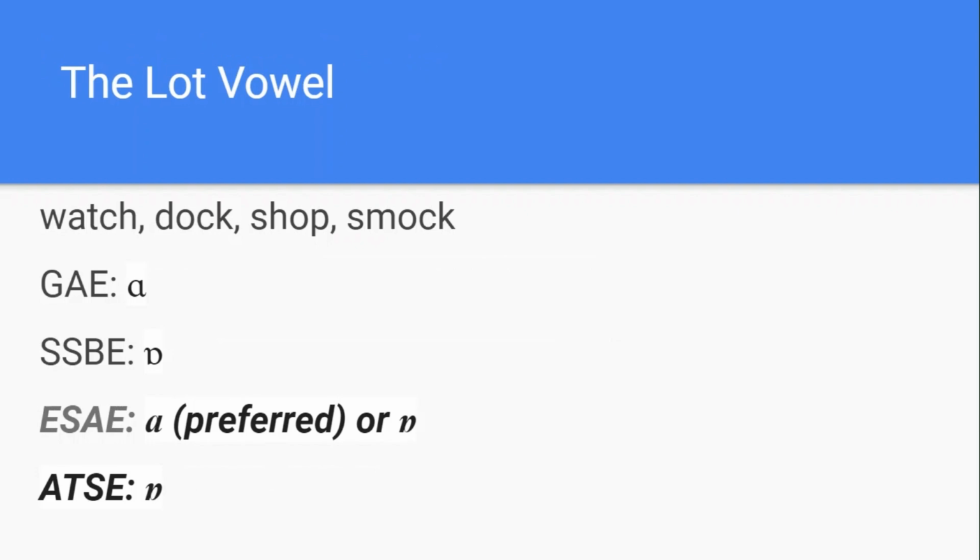And so the first is the lot vowel. So in General American English, it's that back open ah sound. So lot, watch, dock. In Southern Standard British English, it's a different, rounder sound. So lot, watch, dock. So in Eastern Standard American English, the General American English version is preferred, but that sound of British English may also be used. Whereas in American Theater Standard, the British sound is definitely preferred, so following the British pattern.